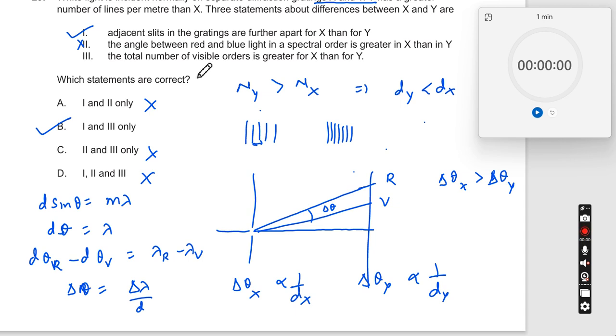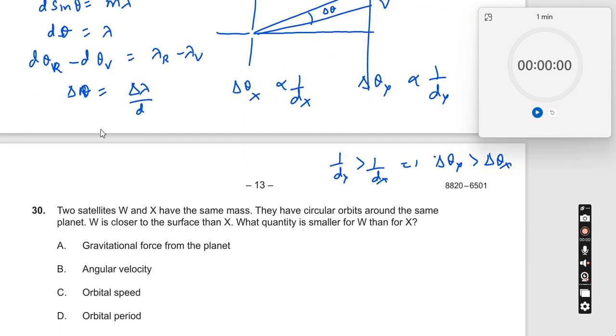So now the total number of visible orders, if you want to prove this also, you can do it like this. The total number of visible orders is greater for x than for y. Which means the number of orders that you see here is greater for x than for y. So what does it tell you? Now you see the spread, what happens to the spread over here? Delta theta y is lesser. So therefore this also is correct. So answer B is the correct answer. Okay, let us move on to the 30th question.